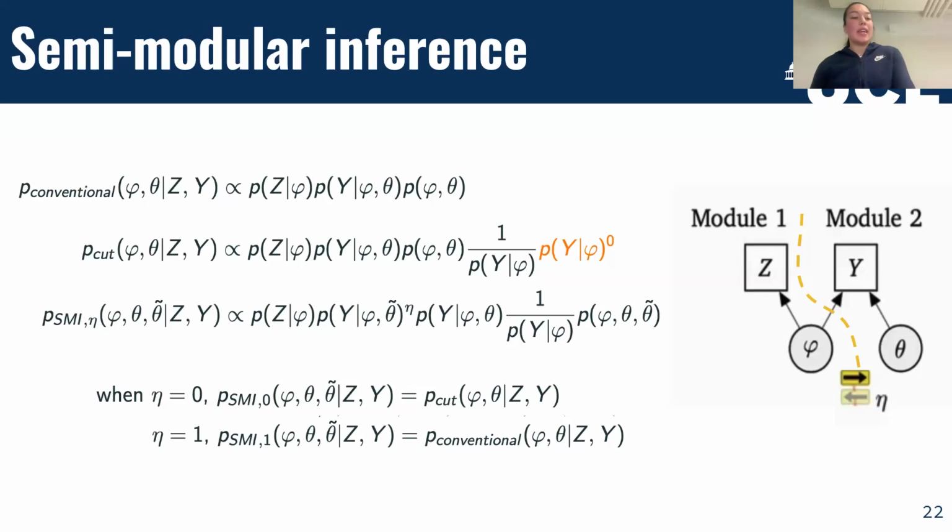What happens in the scenario when eta is equal to 1? In that case, we see that if it's equal to 1, when we marginalize, these ones would cancel. We get exactly the conventional Bayes. So it's essentially full influence. We're not putting it to any power. So then we combine this idea of the semi-modular inference with our BCF combined model.